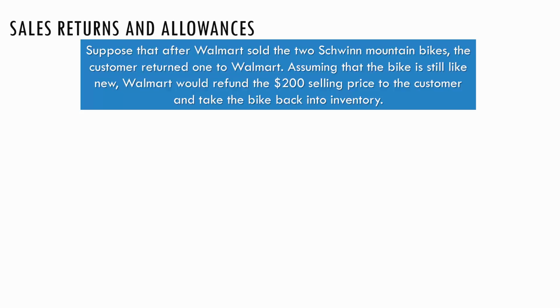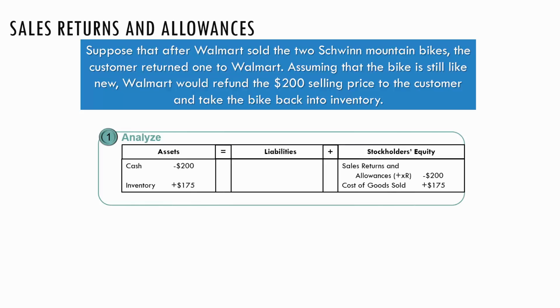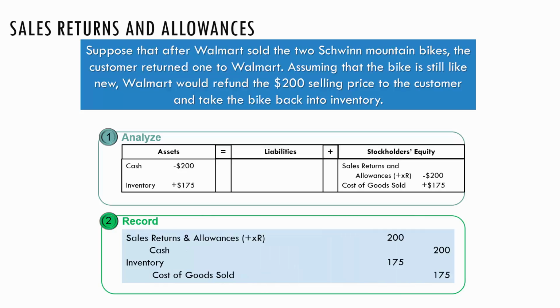So these two Schwinn mountain bikes, we have one of them that's going to be returned, and the customer is going to get the full refund, assuming that this merchandise is in good condition. It comes back in the store. We are going to give them back the cash for half of the purchase. They originally purchased 2 bikes, $400 total. We're only going to give them $200 because they're only going to return one of the bikes.